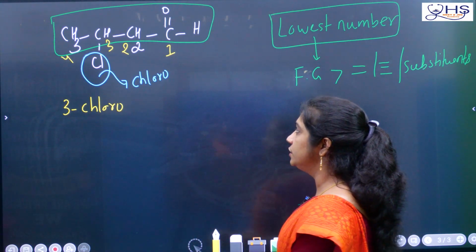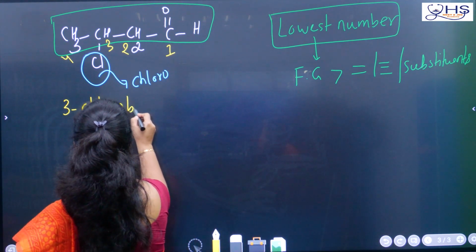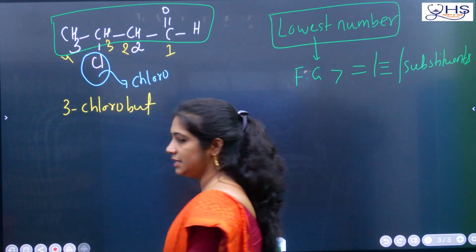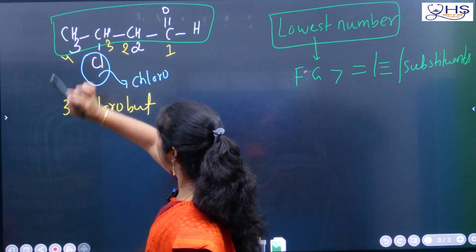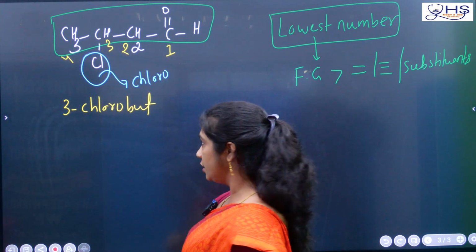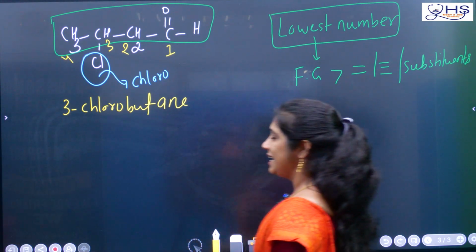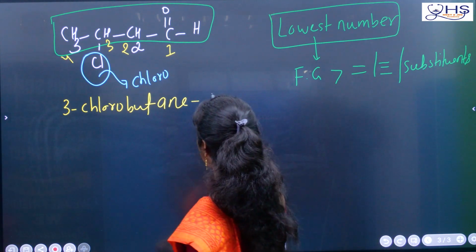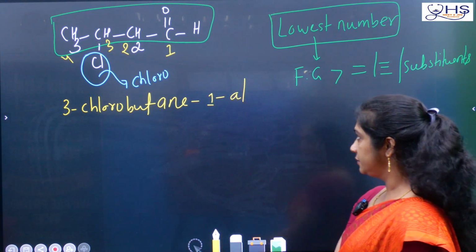Next we go for the word root. Word root for 4 carbons is but. 3-chloro-but. Now what kind of carbon-carbon bond is there? All carbon-carbon bonds I can see in my compound are single bonds. If it is a single bond, what am I going to use? Primary suffix ane. And at which position do you have the functional group? First position, you have the functional group, 1-al.